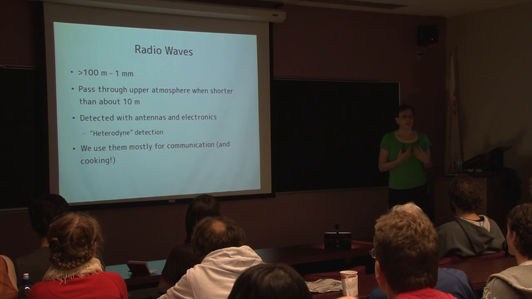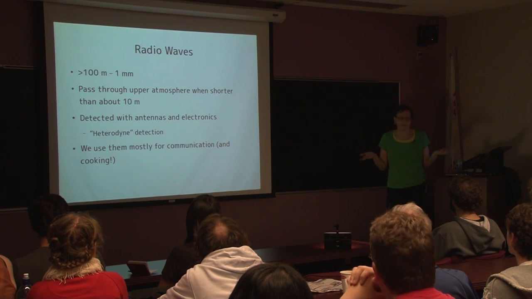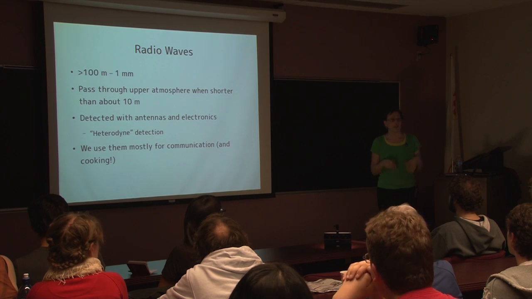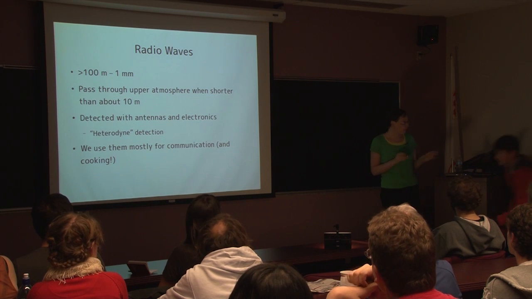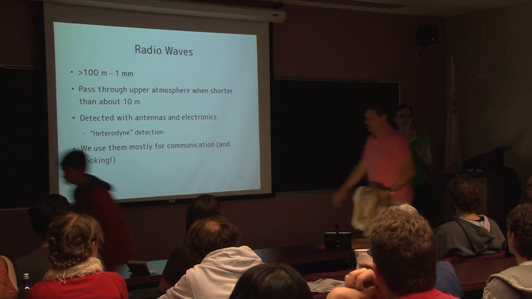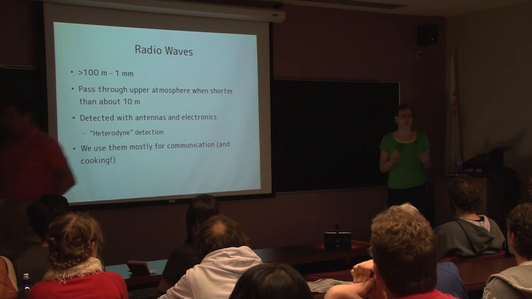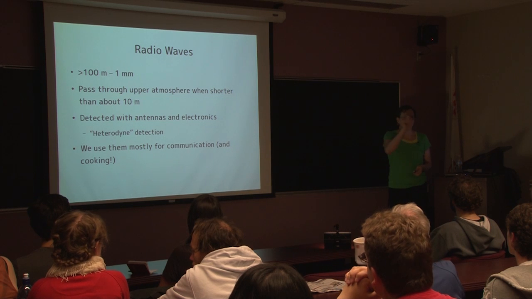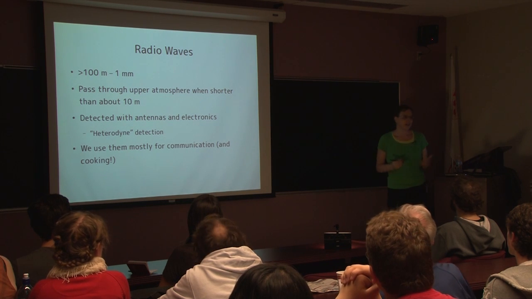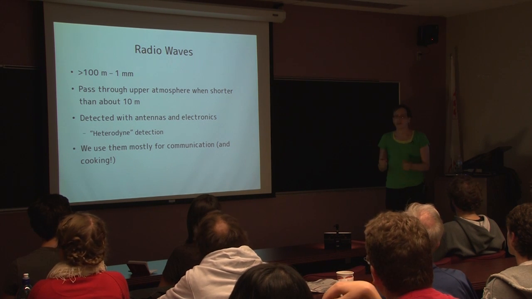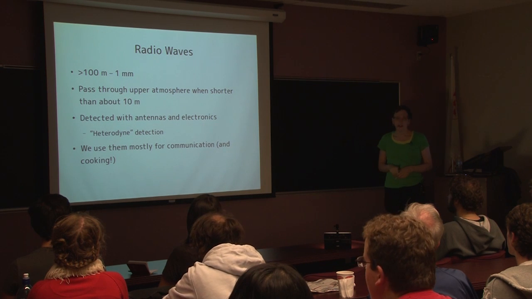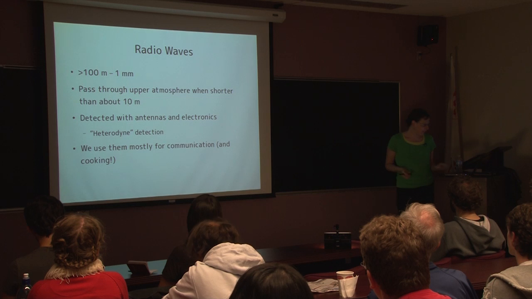You obviously don't detect these with your eyes, because your eyes can't sense them. We use antennas and electronics. For the technically minded, the criterion I'm using for what I consider radio is that we use heterodyne detection. It's a particular way of detecting it: we just measure voltages, as opposed to heating a little element or lighting up a CCD. And we use radio waves for communication.